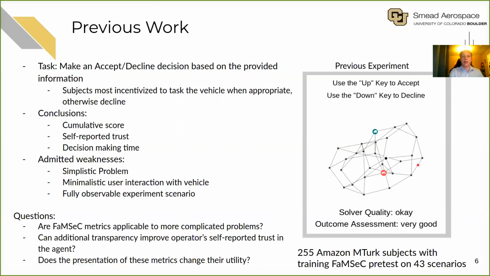So essentially, there is an agent here in this road network attempting to reach a goal location whilst not getting caught by an adversarial agent given in red. And subjects, based on outcome assessment and solver quality, had to make a decision whether or not they believed that the agent could make it. Subjects were most incentivized to task the vehicle when it was appropriate. However, otherwise, it was in their best interest to decline.